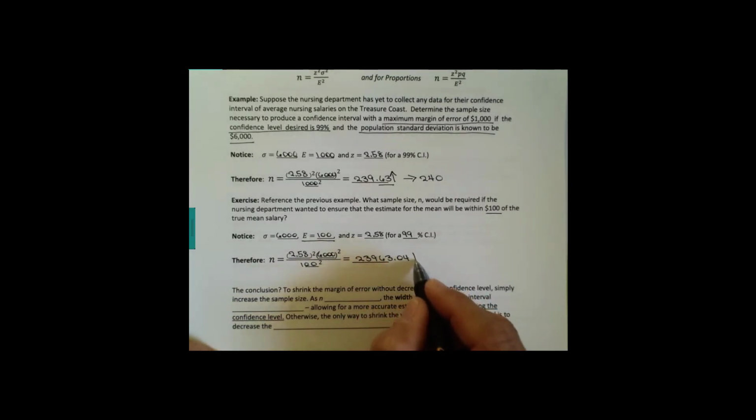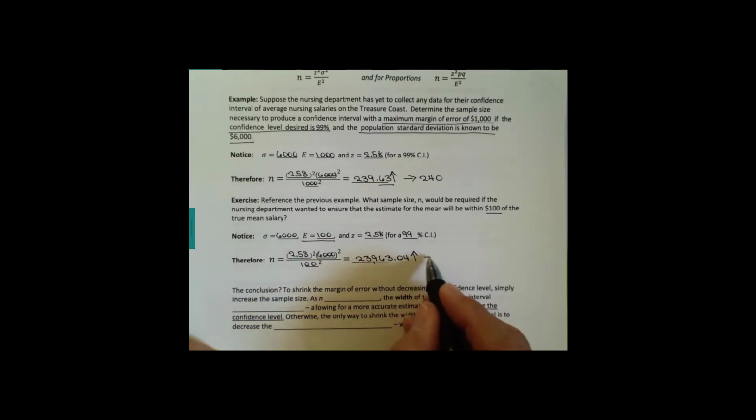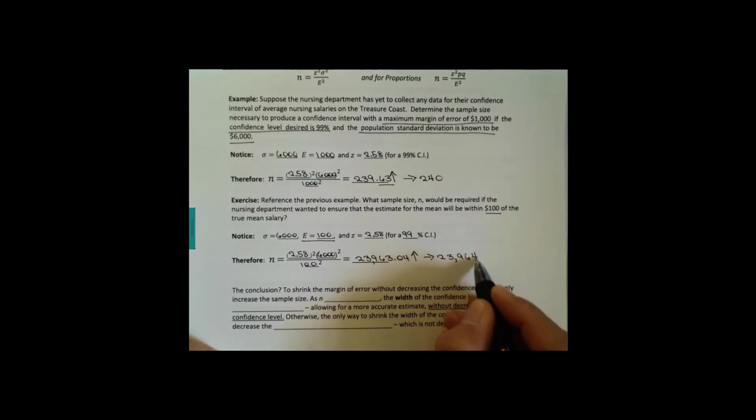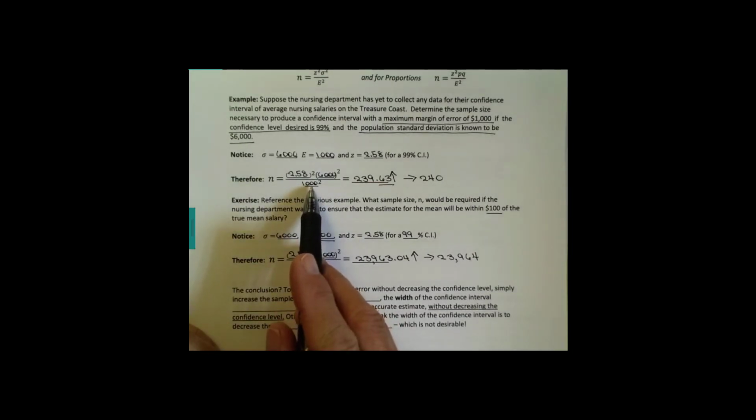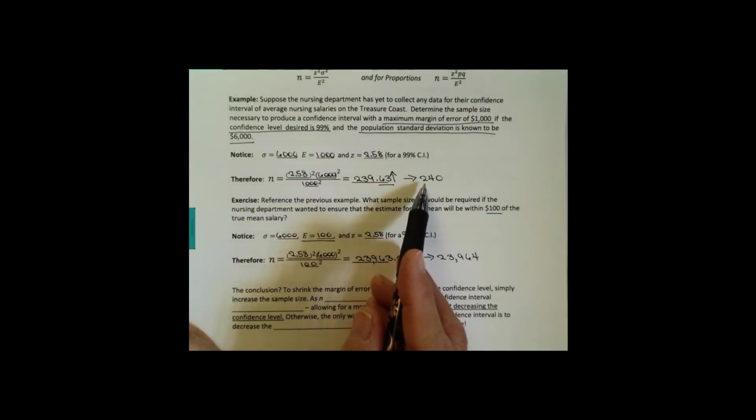And like I said, we still have to bump this up because it's not 23,963. You have to have one more person because you have to have at least this many, and there's no such thing as 0.04 of a person. So I've got 23,964 is how many people I would need to survey. Looking at this, I would say the nursing department would probably go back and decide that missing it by $1,000 is probably okay, because there's a big difference in getting 240 people to complete a survey and getting 23,964 people to complete a survey.